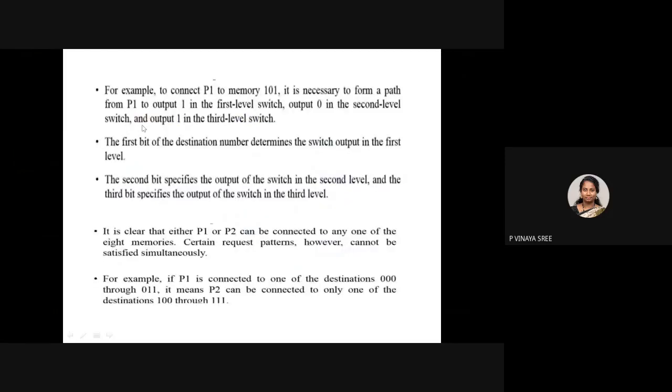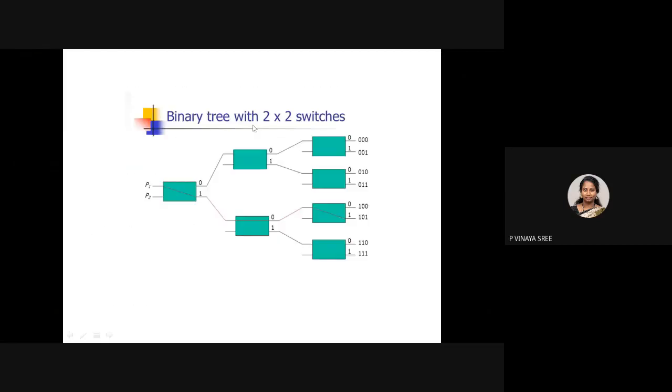Next, the output 1 in the third level switch. This is your third stage. In this, it has to connect to output 1 for third level switch. In this way, processor 1 can reach memory module 5.